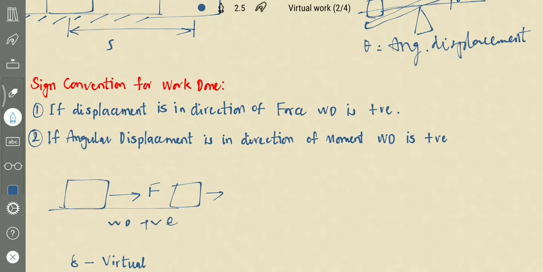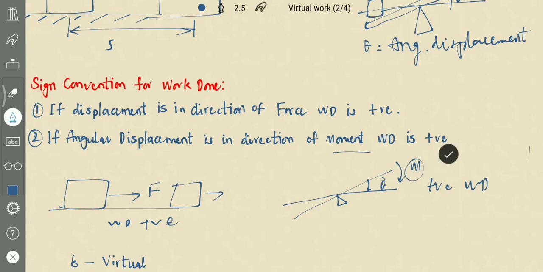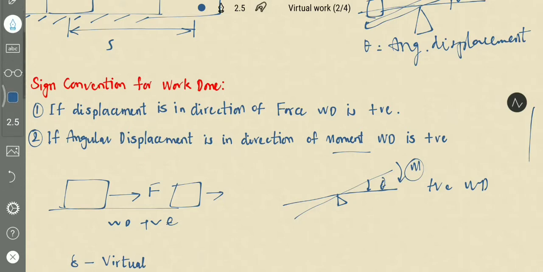If the displacement is opposite to the direction of force, then the work done is negative. In case of moment, we have seen that work done can be by force or by moment. If there is a moment like this, and if the angular displacement theta is in the direction of the moment, it is positive work done, and if it is opposite to the direction of the moment, then it is negative work done. This is the sign convention we follow.